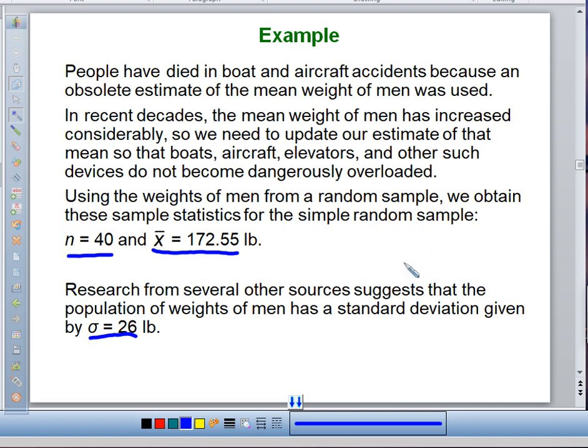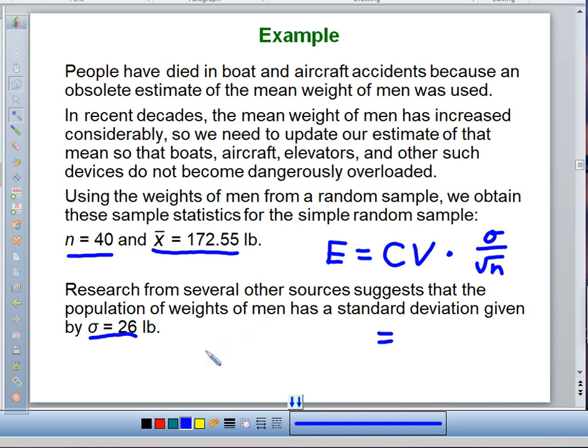So let's try to figure out what today's true mean of all men is. My sample was 172.55, but I want to know what it would be for all men. So we're going to first find our error, right? Our error is equal to our critical value times sigma over square root of n.